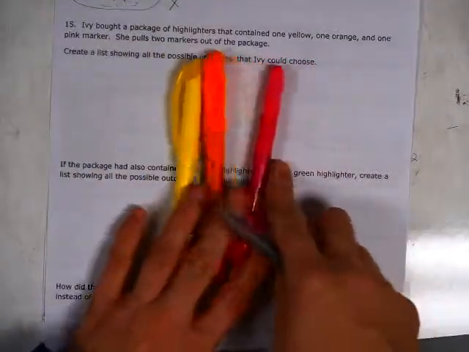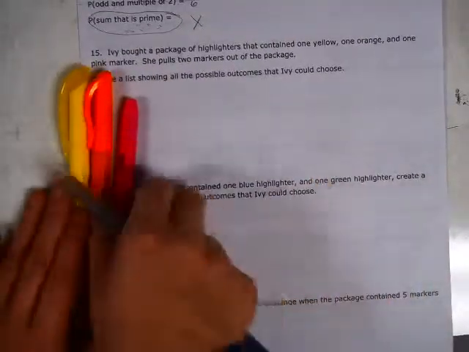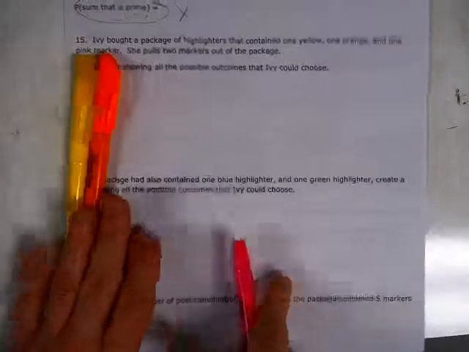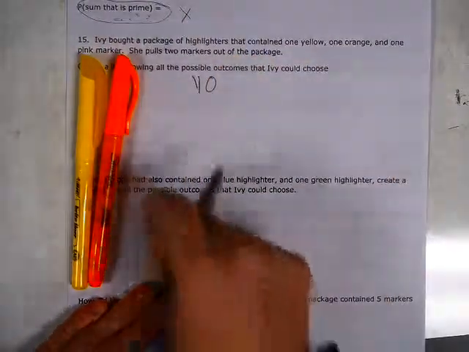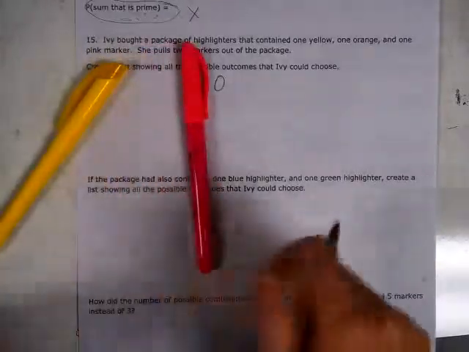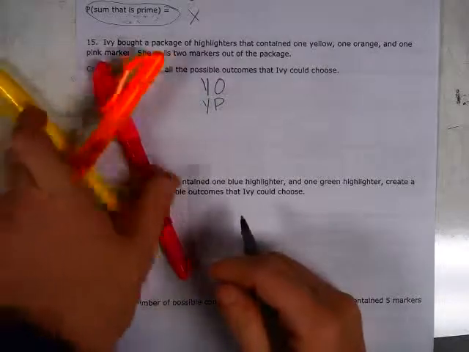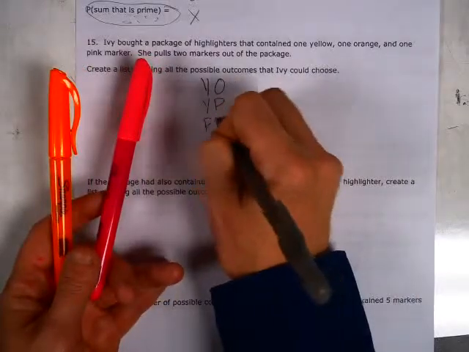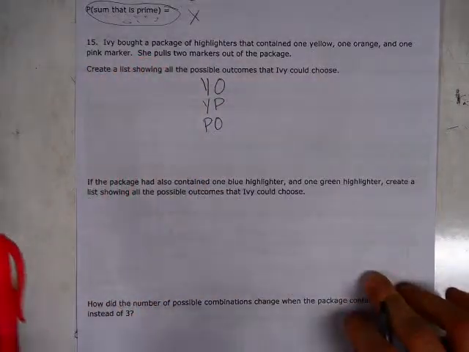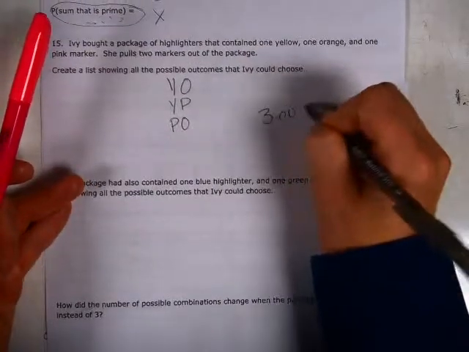Okay, again, we did this, you guys. We did this with the cards. So for her combinations of pulling out, she could pull out a yellow and orange, or a yellow and pink, or, if yellow is out, a pink and an orange. Okay, so how many outcomes does she have? She has 3 possible outcomes.